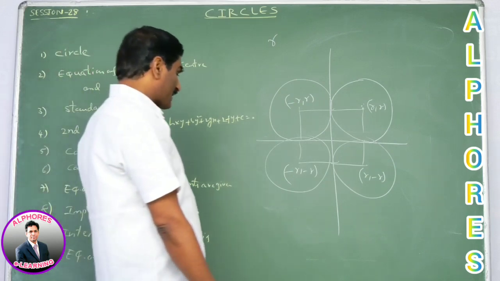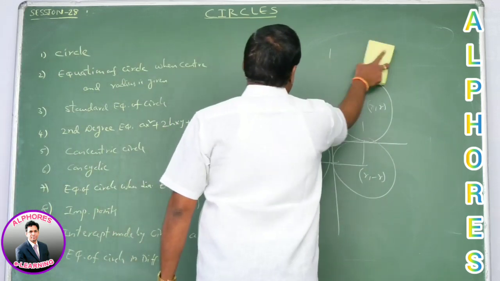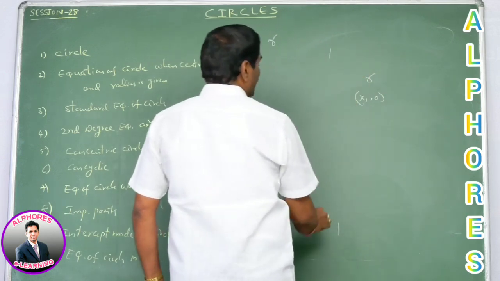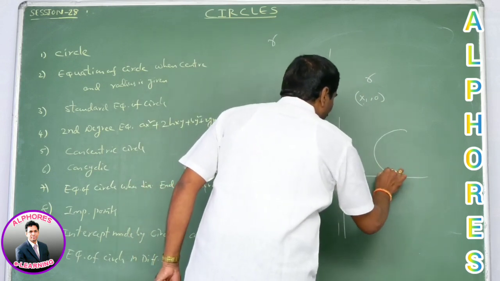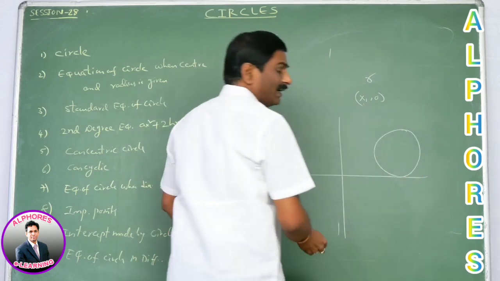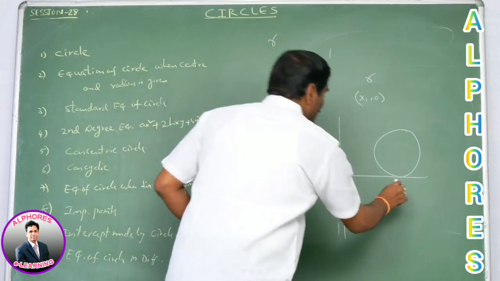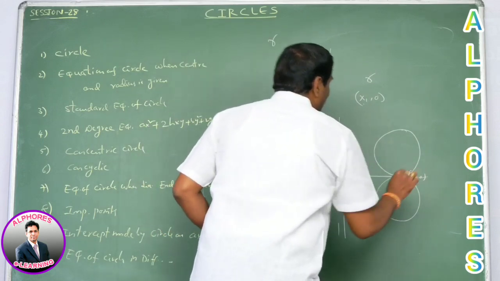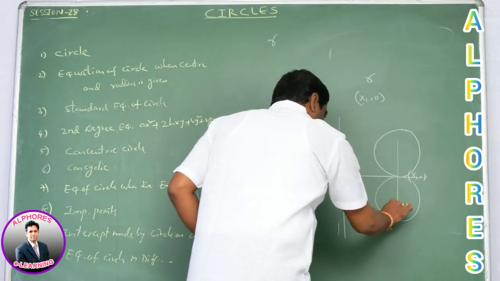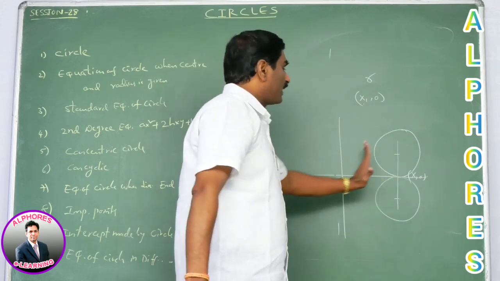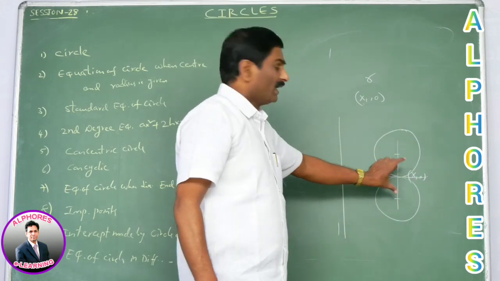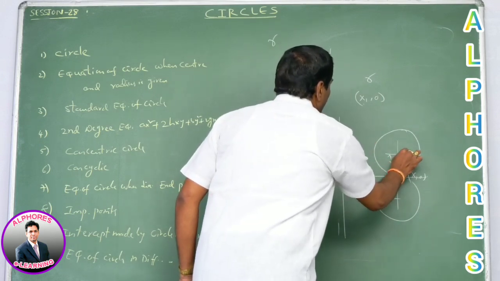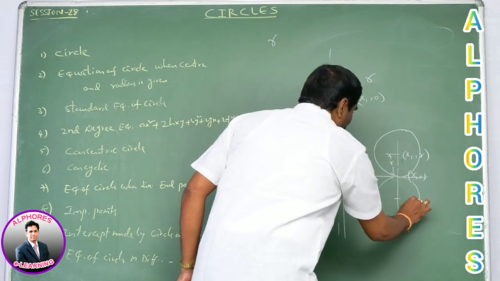Next, if the circle touches the x-axis at (x1, 0) and the radius of the circle is r, that means the circle is above the x-axis or at the same time below the x-axis. The perpendicular to the x-axis is parallel to the y-axis. The center must lie on this line. The distance between these two points is nothing but the radius, r. So the center of the circle is (x1, r) or (x1, minus r).